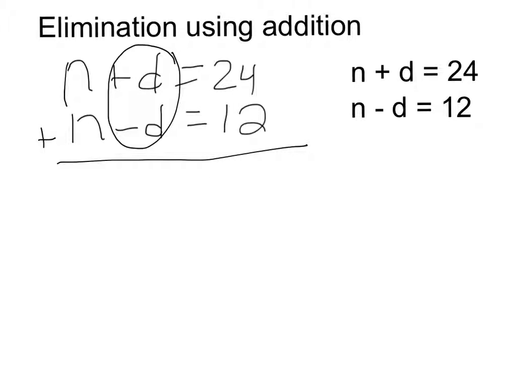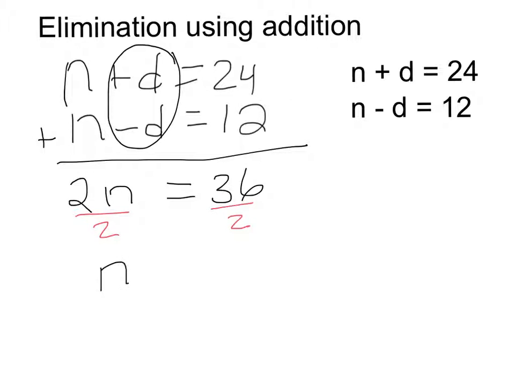So n plus n is 2n. D plus negative d is 0. So we've eliminated that. 12 plus 24, 24 plus 12 is 36. Next step is we need to solve for n. We can go ahead and divide by 2, and we end up with n equals 18.